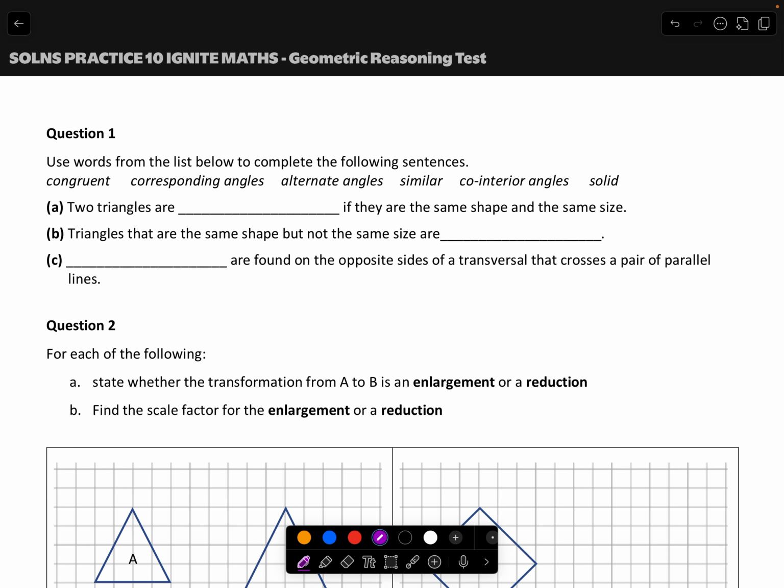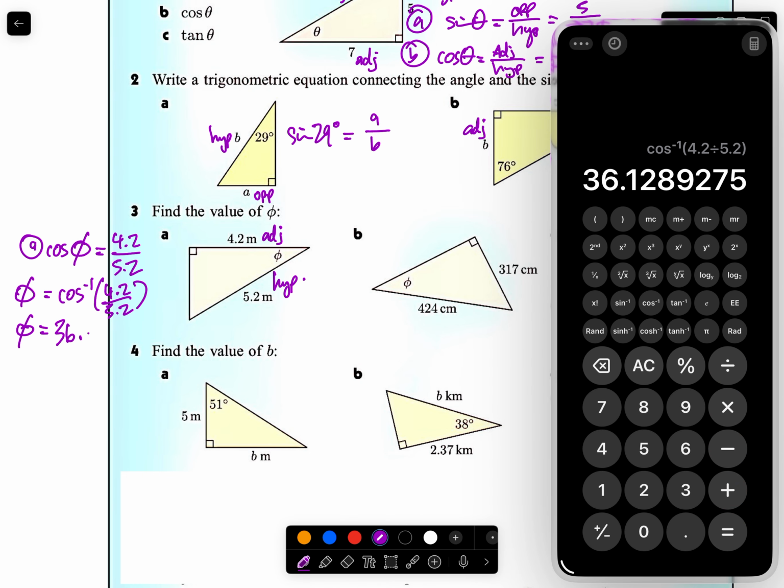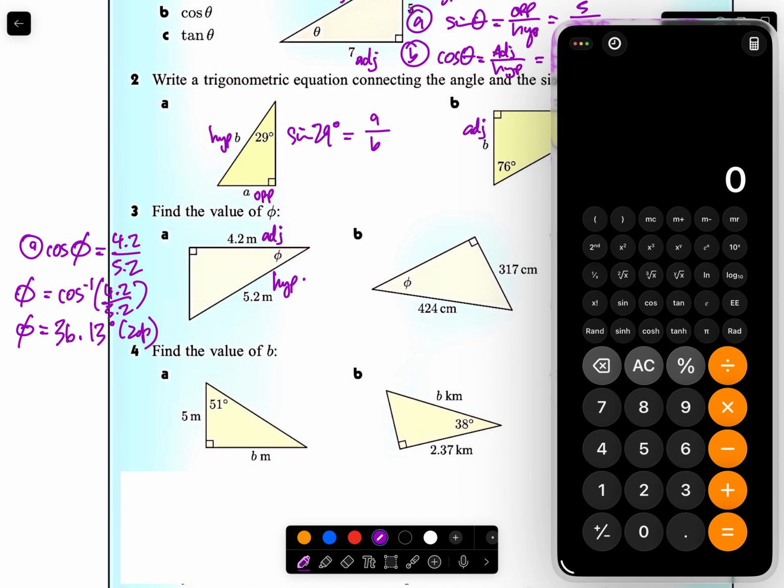Where's my calculator gone? Oh, yeah. Second, cosine to the minus 1 of 4.2 over 5.2, 36.13 degrees to 2 decimal places. I forgot to check. Tan 45 is 1, so I was in the right mode. 36.13 degrees.